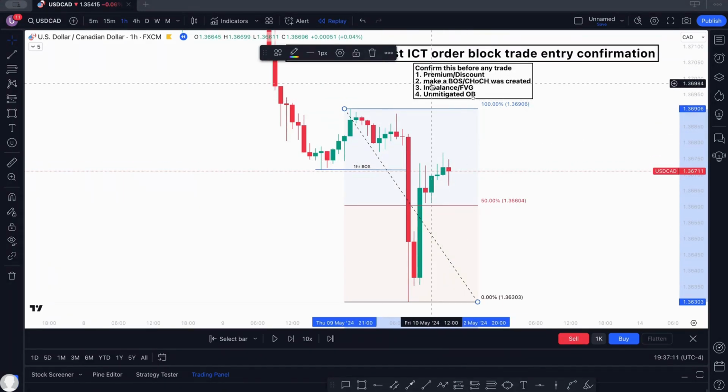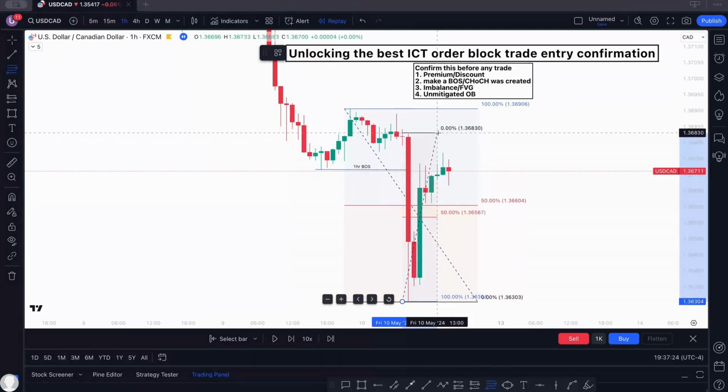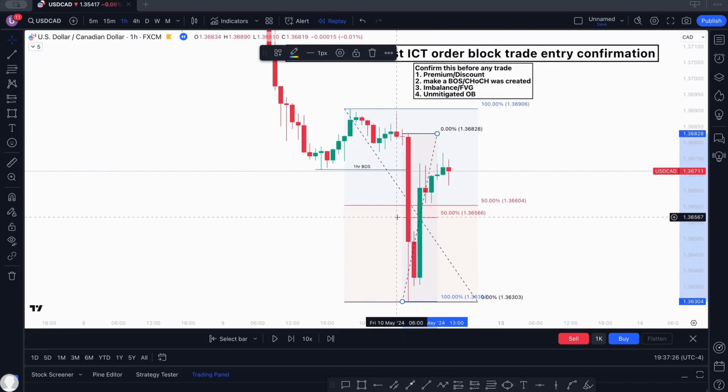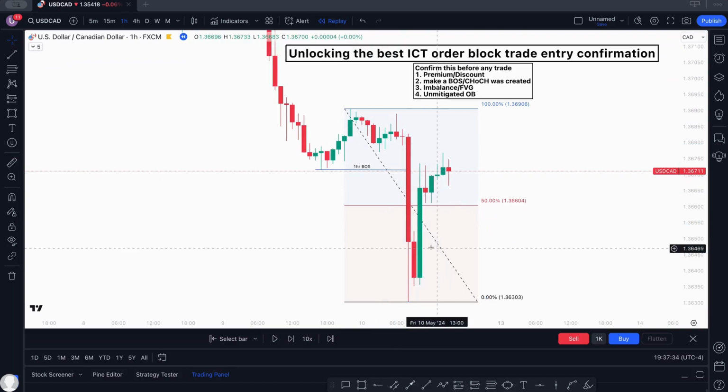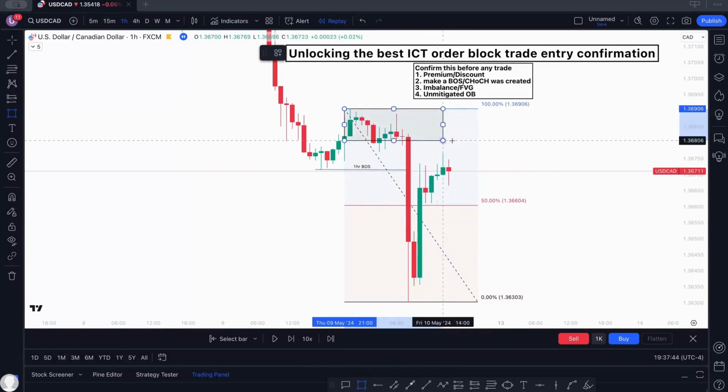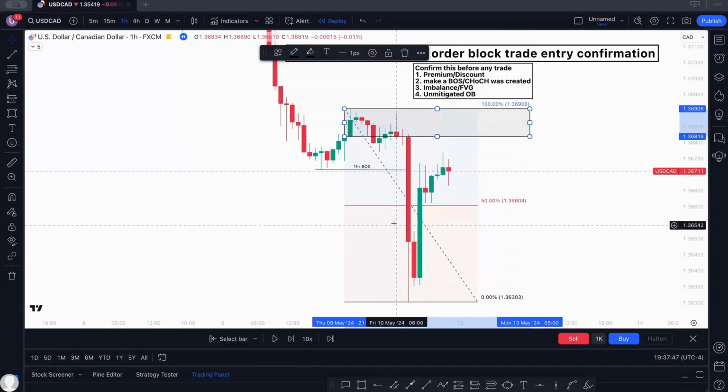The next question is what? Imbalance or fair value gap. This is a full imbalance, but this whole imbalance is too big and part of it is already in the discount. You can take your Fibonacci and measure the imbalance, and 50% of this imbalance is what we call consequent encroachment, which you can see is also in the discount. So I will scrap that out. The imbalance will have to be filled up, but it's too big for a potential entry, so we're going to refine. The last one we have here is what? An unmitigated order block, which is this here.